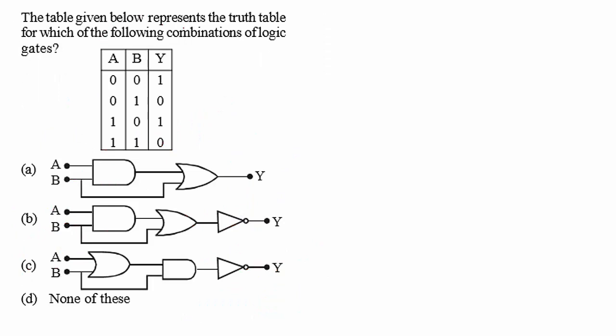The table given below represents the truth table for which of the following combinations of logic gates. So which is the suitable combination of logic gates? Here the truth table is already given. A and B are the inputs, Y is the resultant, that is the output. First we have to know the AND gate, OR gate and NOT gate. If you know about them, it is easy to find the proper answer.